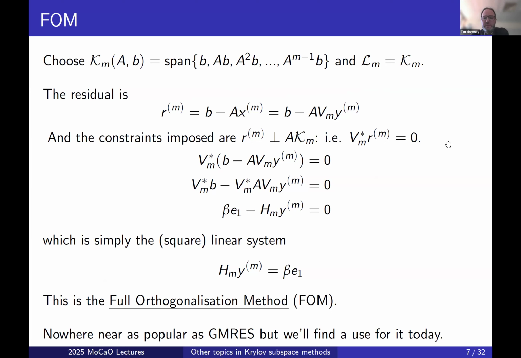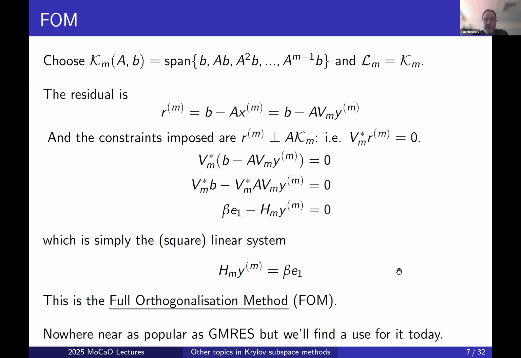So this is an easier problem on paper because you've just got the Vm star multiplying by the residual. Okay, Vm star B, that's beta E1 for sure. Vm star AVM, we recognize this is HM. Okay, so this is a square linear system. Okay, so we end up solving the square linear system HM y equals beta E1.